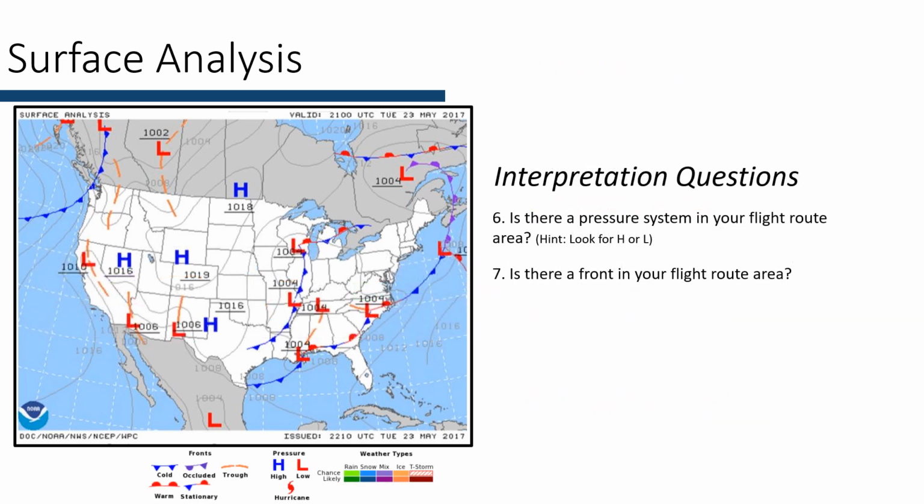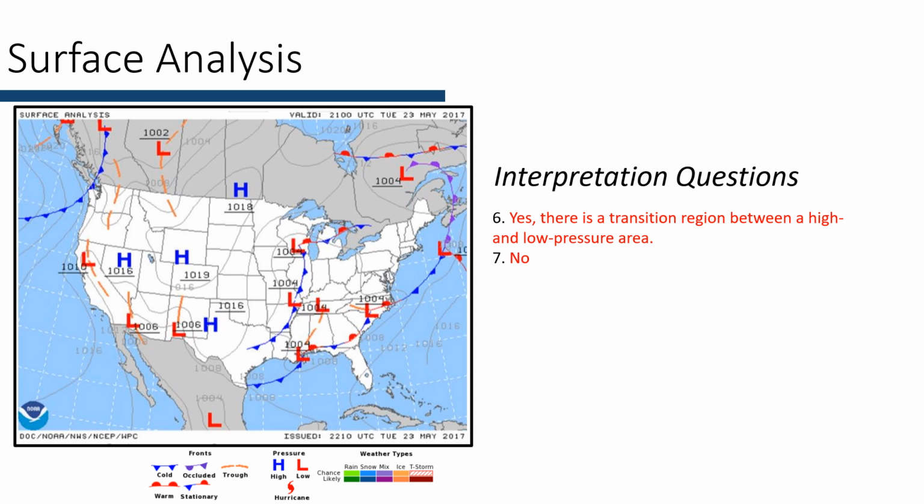This brings us to our next set of interpretation questions. Please read through the questions and write down your answers. Let's go over the answers. Question 6. Is there a pressure system in your flight route area? The answer is yes. There is a high pressure system. Question 7. Is there a front in your flight route area? The answer is no, there is not.